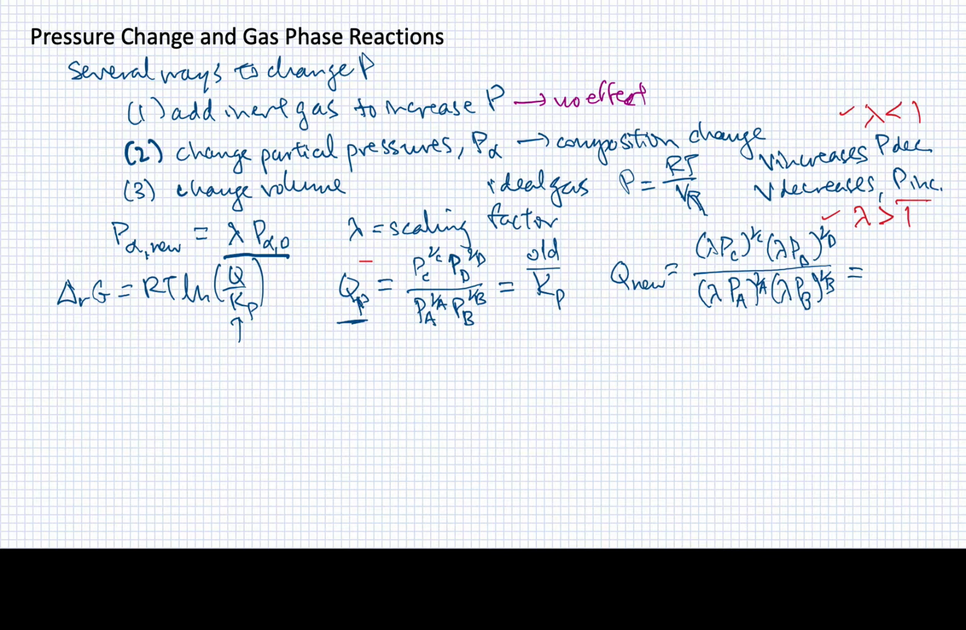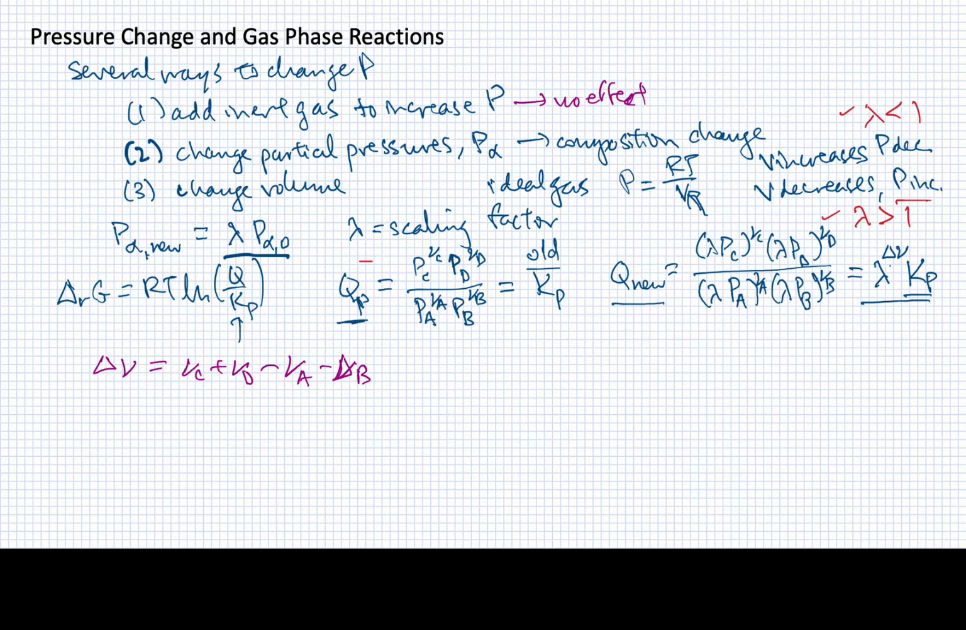Because this Q nu is basically going to be just equal to this scaling parameter lambda times the change in those stoichiometric parameters. And remember, since the original Q was equal to the equilibrium constant, then this is just going to be equal to lambda raised to this power times the equilibrium constant. Now I'll specify that this delta nu is going to be nu_c plus nu_d minus nu_a minus nu_b. So it is the change in these things.